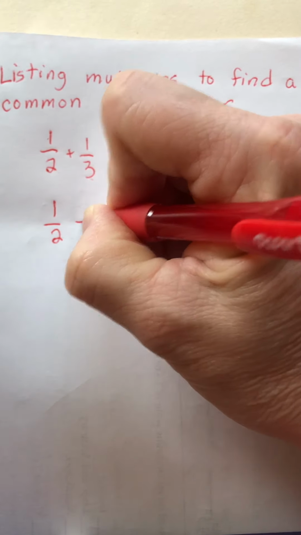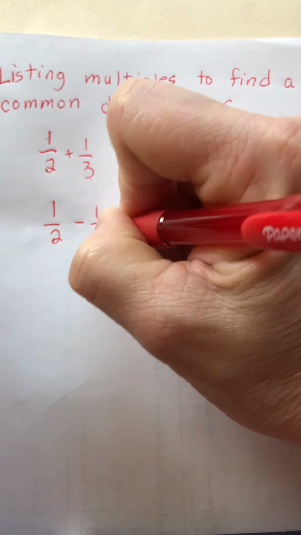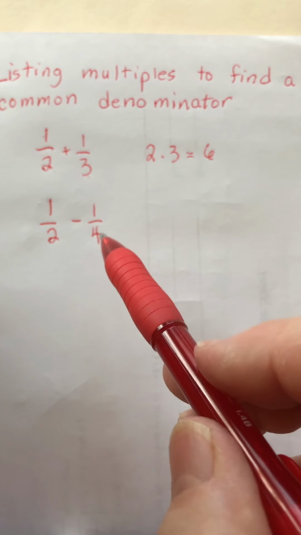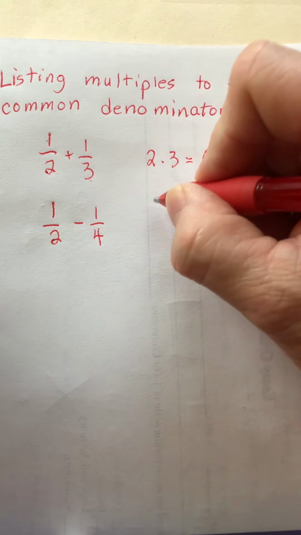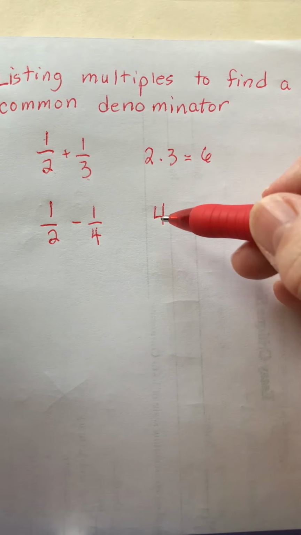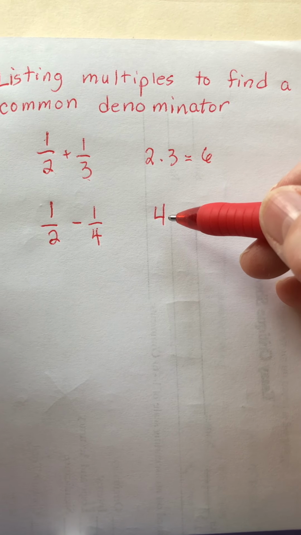Now, we've also done problems like this. 1/2 minus 1/4. And we can use 4 as a common denominator because 2 times 2 is 4. Instead of using 8, we're going to decide to use 4 because it's easier.